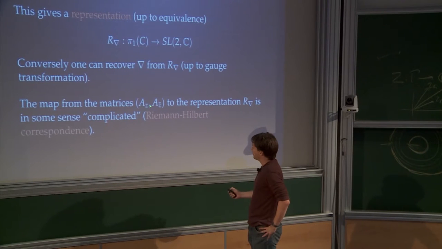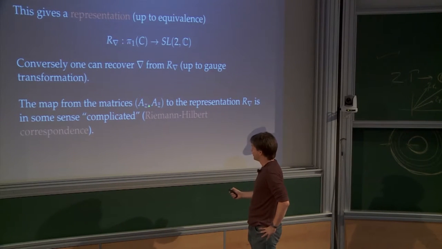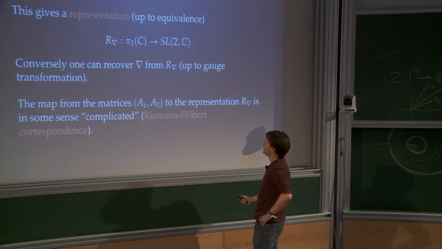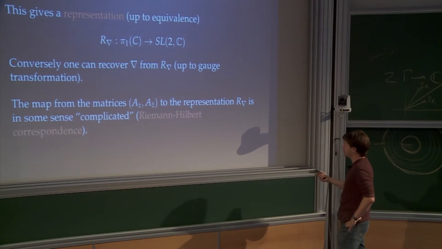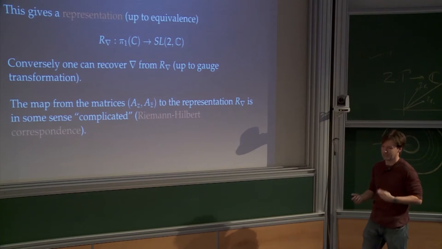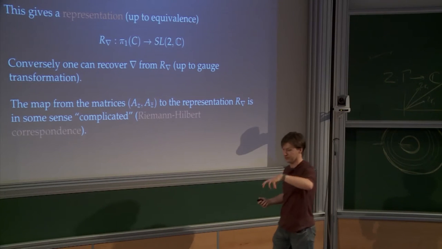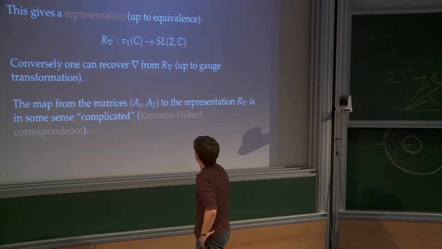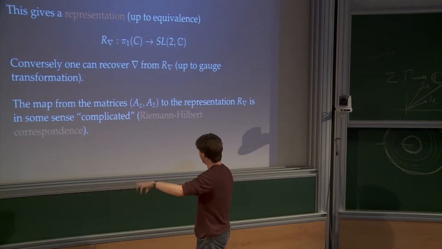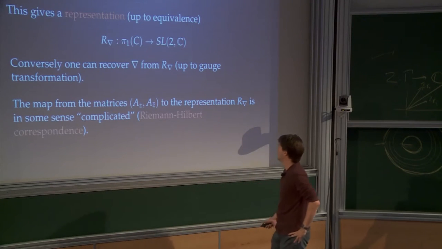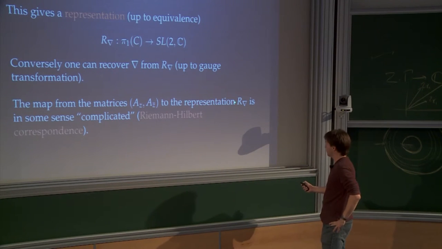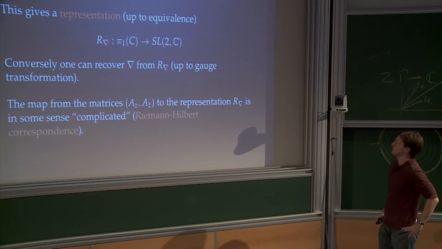But on the other hand, concretely, if I'm given these matrices representing the connection locally, and I want to construct the corresponding representation, it's in some sense a complicated map to go from the explicit matrices to the corresponding monodromy representation. Okay.